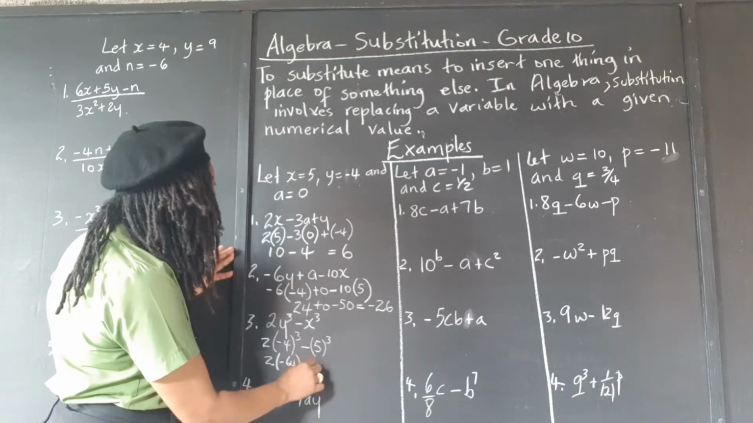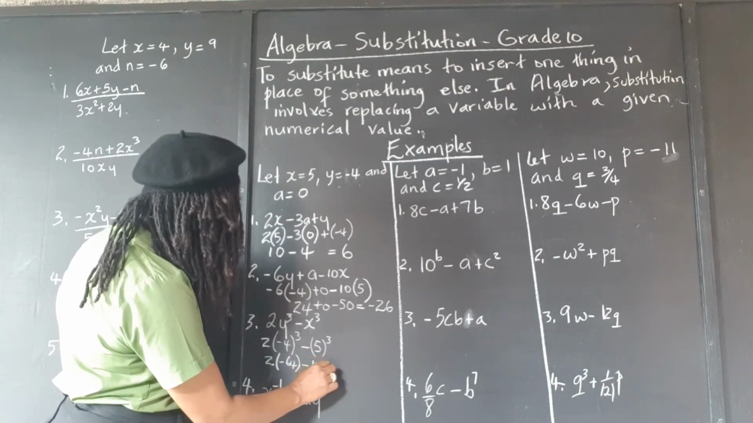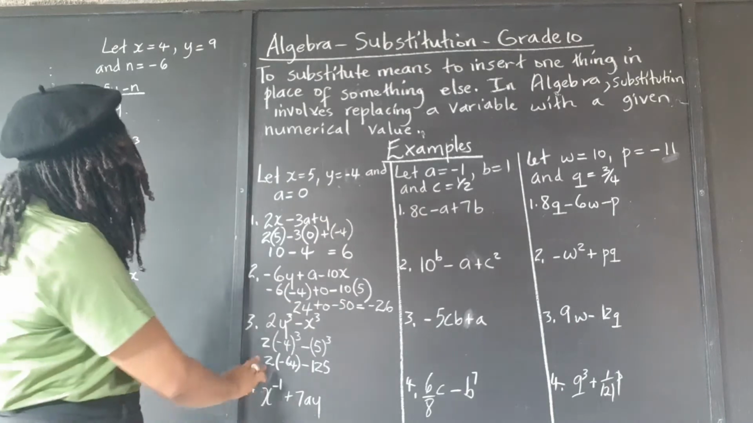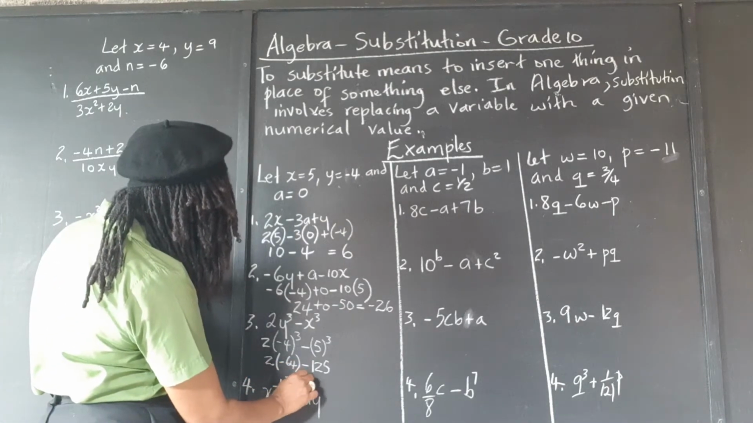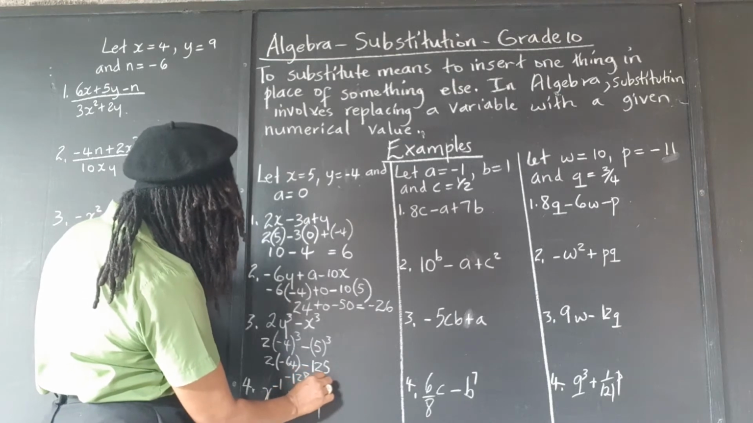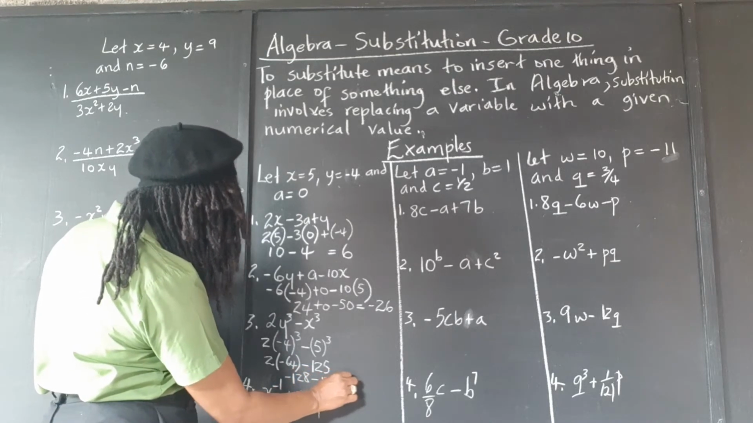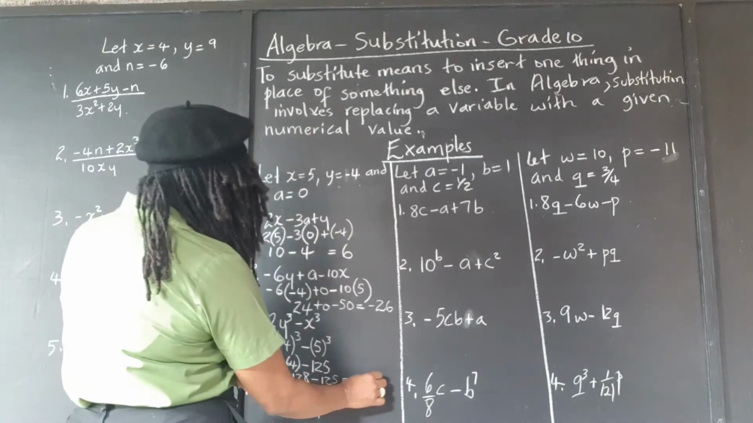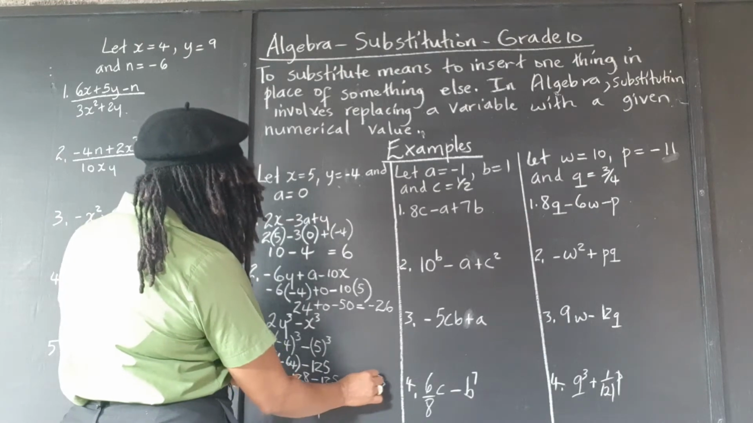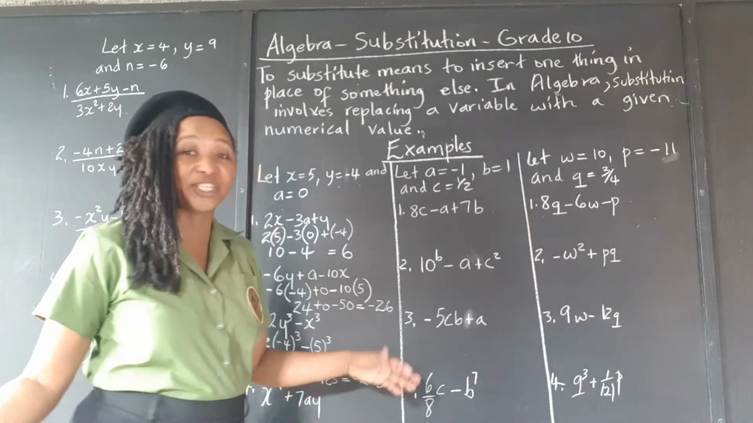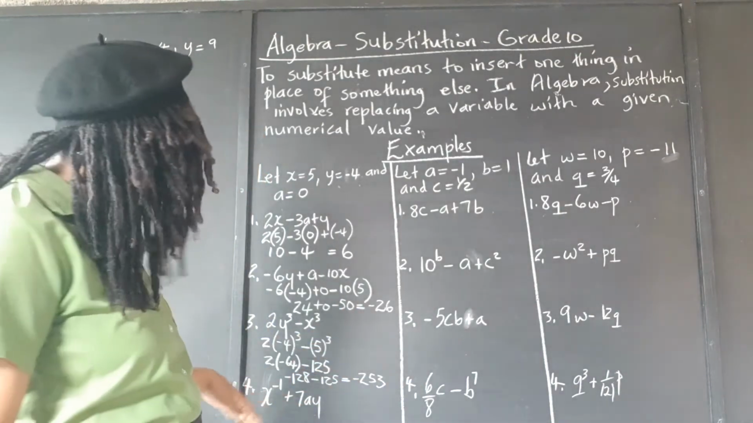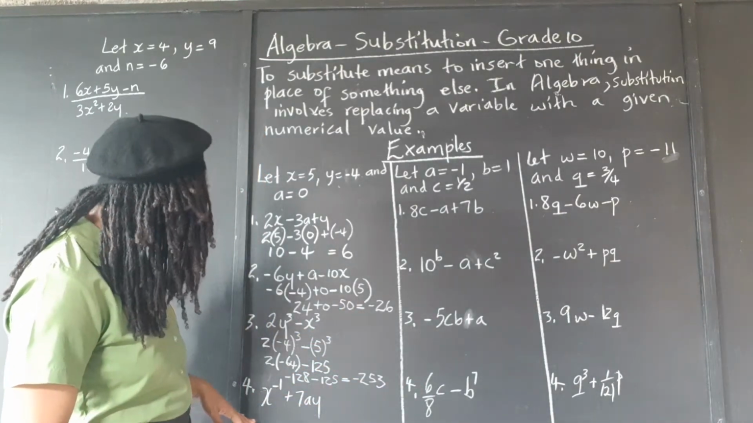And 5 to the third power is 125. Alright, so 2 times negative 64 is negative 128 minus 125. So 8 and 5, 13, 5. So that's negative 253. Please check with me as I go along. Make sure that I'm correct.